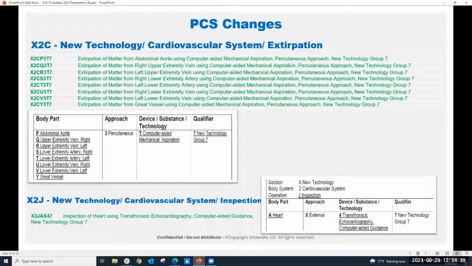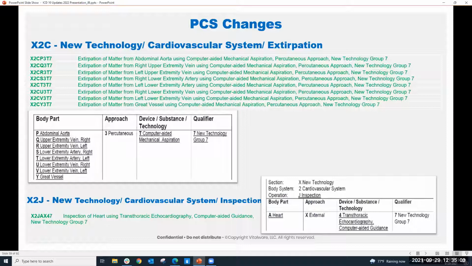X2C is extirpation of the cardiovascular system. This is in the new technology section, and lots of body parts added, and also a device and qualifier. And these were created to identify extirpation of matter from arterial and venous systems using a computer-aided mechanical thrombectomy aspiration device. And this is used to treat occlusions in non-coronary or non-intracranial artery or vein, or in an arterial bypass graft.